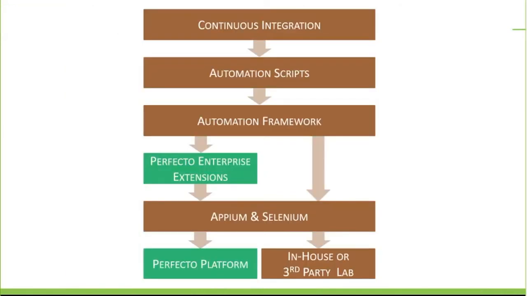Another thing before I wrap up the presentation and transition to the demo: I want to talk a little bit about the fact that there are a couple of approaches you can take. On the right-hand side, you can build your automation pipeline without Perfecto. You can still have continuous integration and automation scripts in the framework, and then you would code against Appium and Selenium and use some type of in-house or third-party lab.